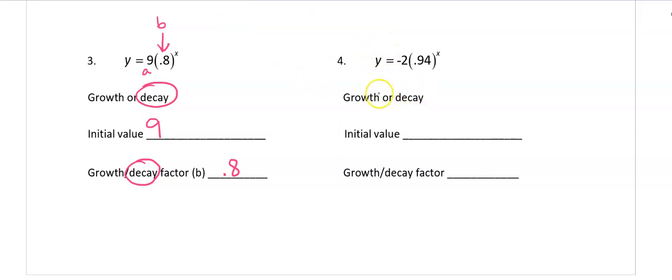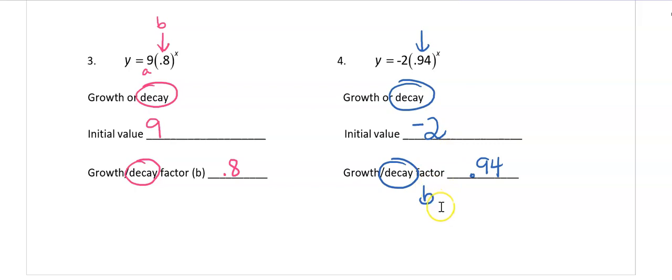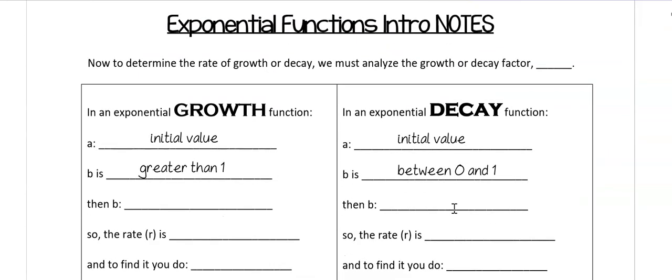All right, so then we're going to go over here. Is this a growth or a decay? Well, it's between 0 and 1, so it's a decay. The initial value is -2, and the decay factor would be 0.94. That's your B value. Just remember that the growth or decay factor is your B value in the equation. So now we're going to move on and talk about that B value, that growth and decay factor.